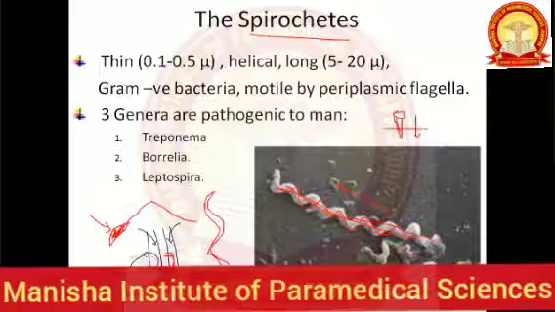So maybe in case of Treponema it is only 3 to 4 flagella, in case of Leptospira it is only 2, and in case of Borrelia we can find more than 5 flagella. But the presence of flagella and the arrangement of their cell along with flagella remains the same in all these cases.